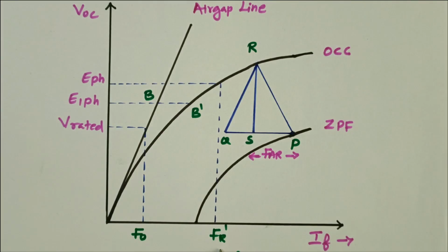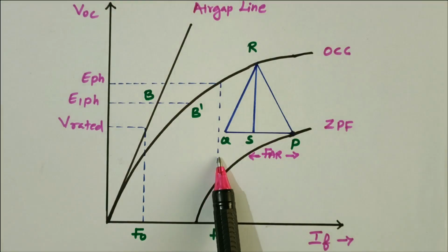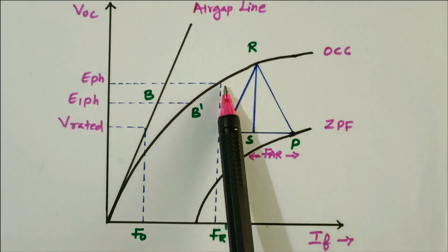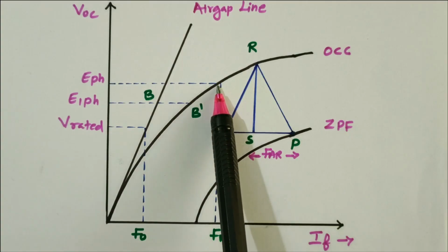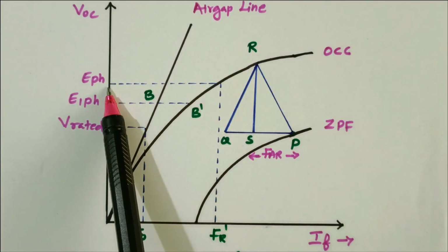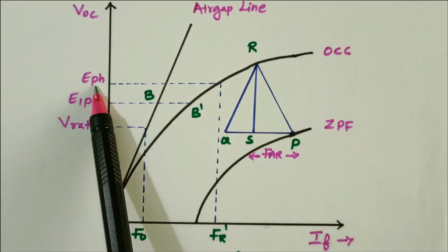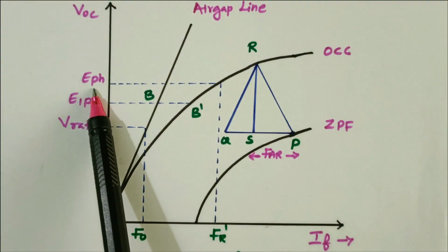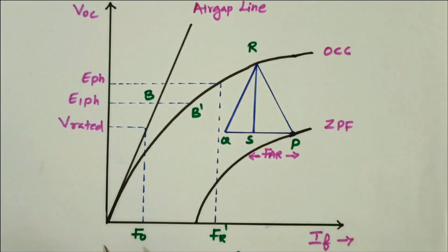So by doing the procedure we are able to see that. From F dash R, draw the vertical line. Where it cuts the OCC, draw the horizontal line. Where it cuts the x-axis, that will give the E phase. By using the E phase, we are easily able to find the regulation of the alternator.